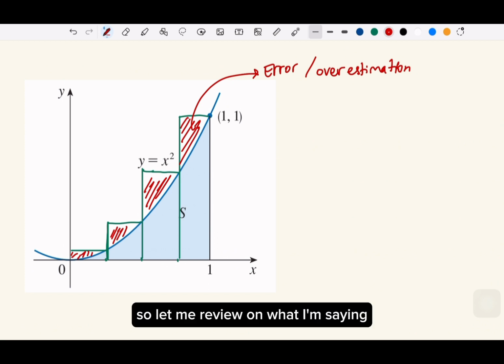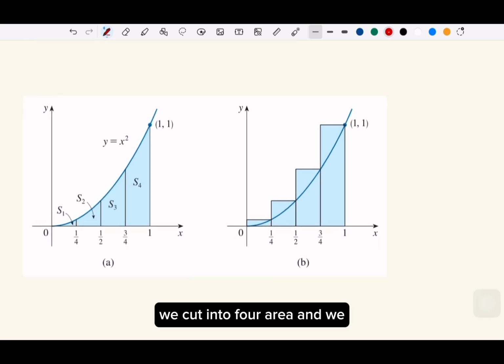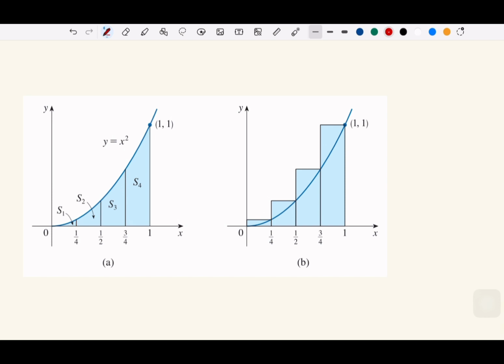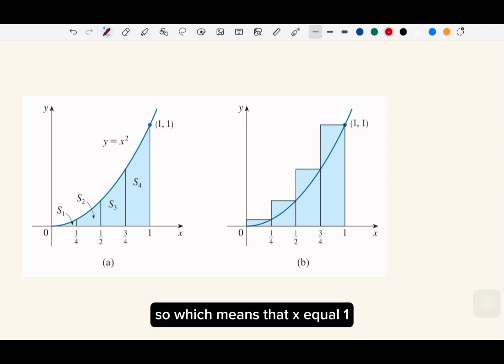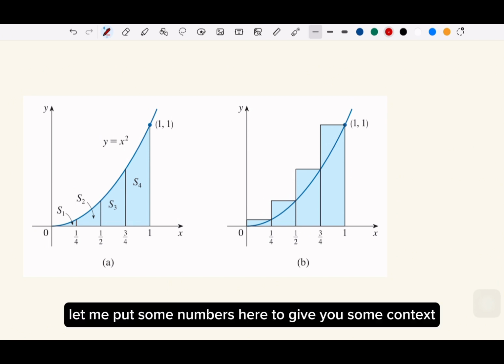Right? So let me review what I'm saying. Okay, so here we cut into 4 areas, and we try to approximate. We try to approach this area by taking this rectangle, okay? And all this distance we know, and we can also know the height from the function. Okay, this is x squared, so which means that x equals 1. This is 1, and this will be 1/4, 1/4, and this will be, we put 3/4 inside the x squared. And we know all the numbers. Let me put some numbers here to give you some context.